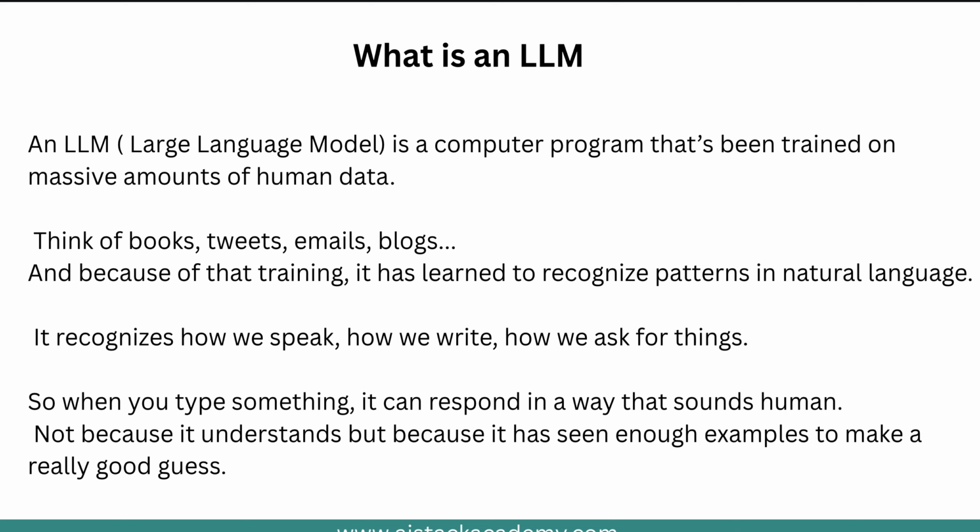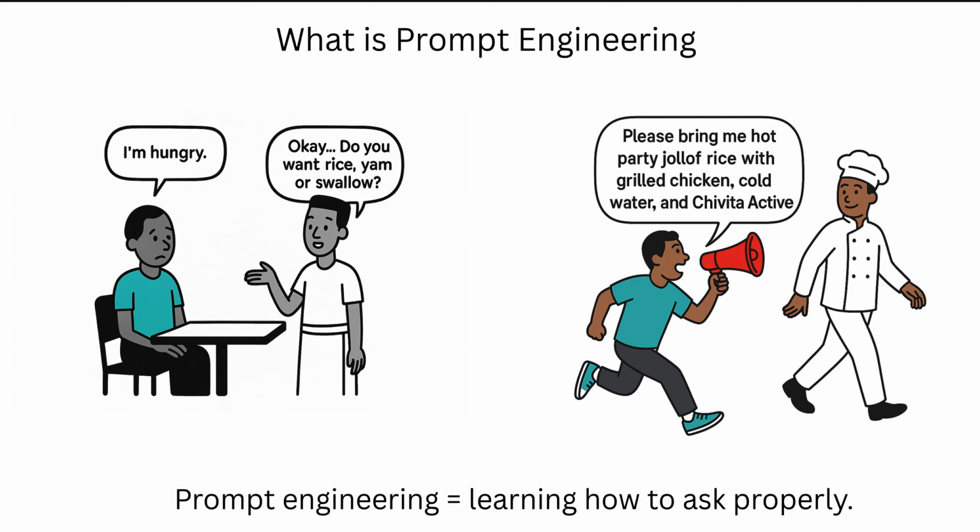So anytime we talk about prompting, all right, anytime we talk about prompting models, just know you are most likely talking to an LLM and you are giving it an instruction. If your prompt is vague, like, oh, I'm hungry, like this young man here, it will guess wrongly, because the chef here has to ask him, okay, he's trying to guess now, is it rice? Do you want rice? Do you want yam? Do you want swallow? Because the man in question was not specific.